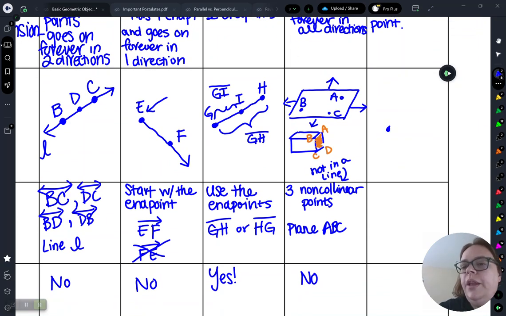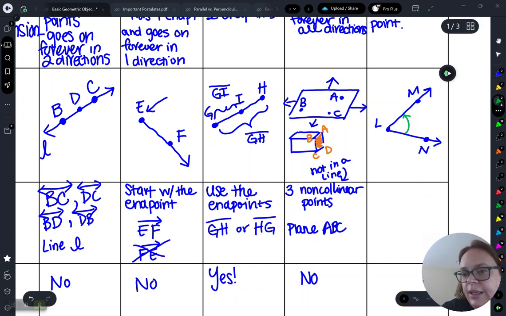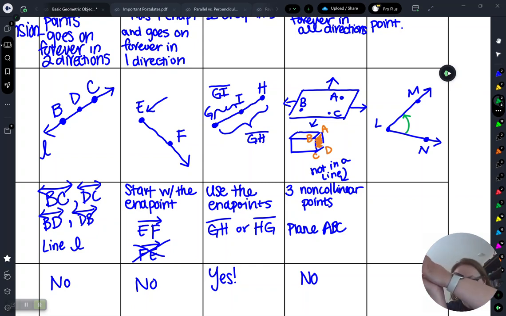So I'm going to put a point here and I'm going to make a ray going in this direction. Let's call this L, M. So there's 1 ray. Now I'm going to make another ray that also starts with L and goes in a different direction. Let's say LN. And so the angle itself is this measurement. How far apart are those rays? If they're very wide, you're going to get a larger number. If they're very narrow, you're going to get a small number. And that's what we measure when we think of degrees. Okay, 1 degree, 2 degrees, it gets bigger and bigger.